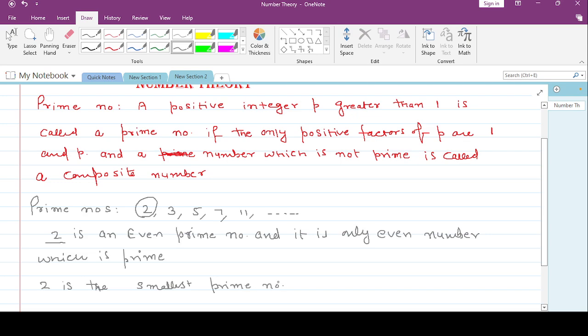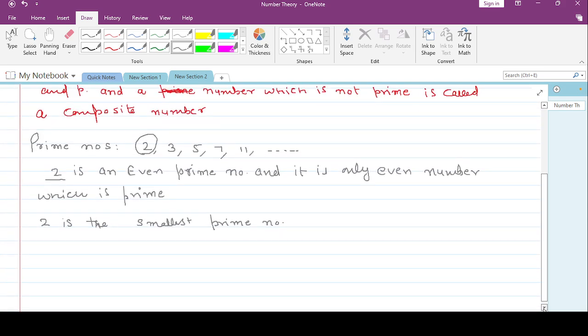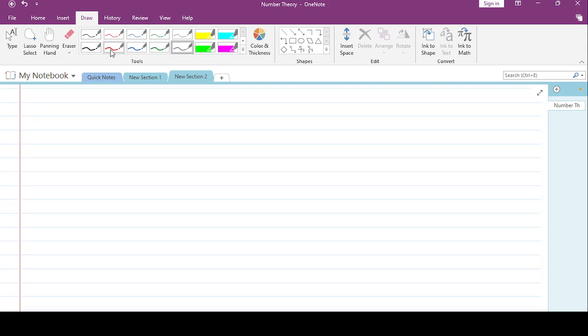Now next we want to see that if you are given one big number, then how can you identify whether this number is a prime number or not, because in many competitive exams this question is basically asked. So the question is: show that 101 is a prime or not.